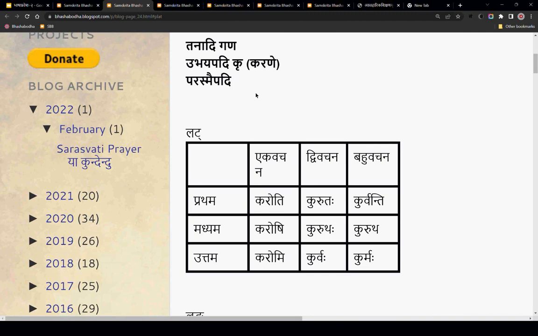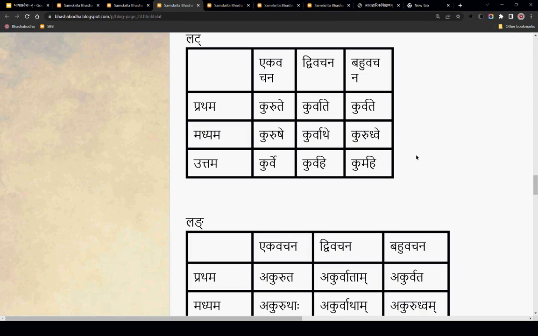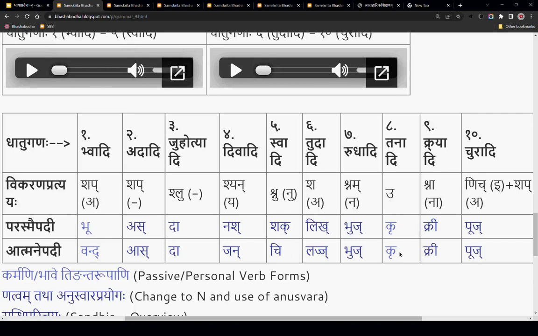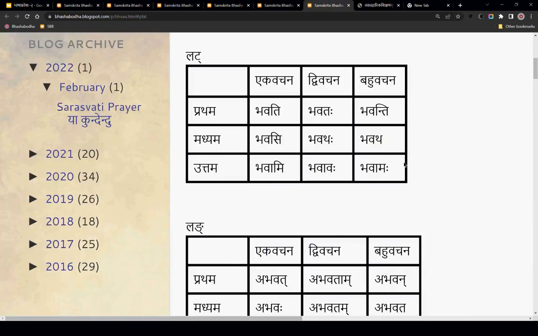Using the atmanepadi form of kru dhatu, same sentence, we are doing the work, we use vayam karyam kurmahe. So some dhatus are ubhayapadi. The dhatu is the same, kru, but it can be parasmaipadi or atmanepadi. Some dhatus like gam, which we have seen, gacchati gacchatah, and bhu, bhavati bhavatah, are not ubhayapadi. They are only parasmaipadi, so they take only one form.